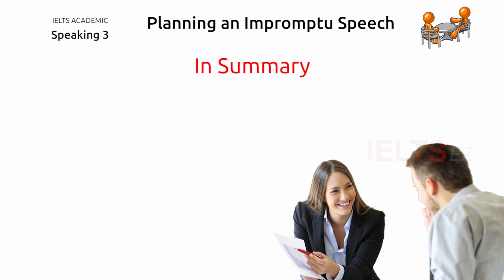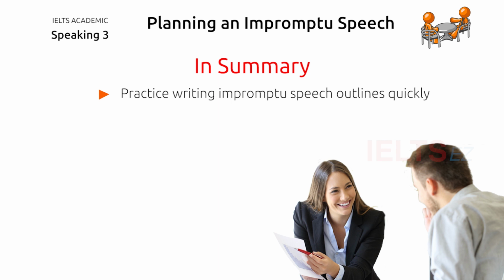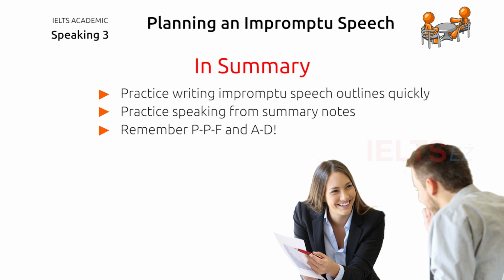We've covered some very important information in this lesson, which may be the key to the higher band score you seek. Practice the information given to you in this lesson over and over again. Practice writing your impromptu speech outlines quickly, under test conditions. Allow yourself only 1 minute of preparation time. Practice speaking from summary notes. Well-written notes with key words are invaluable in helping you to give a good speech and deliver it fluently. Remember, past, present, future, and advantages, disadvantages, and practice them over and over. You will find them to be an invaluable aid when you need to expand and add structure to a speech.